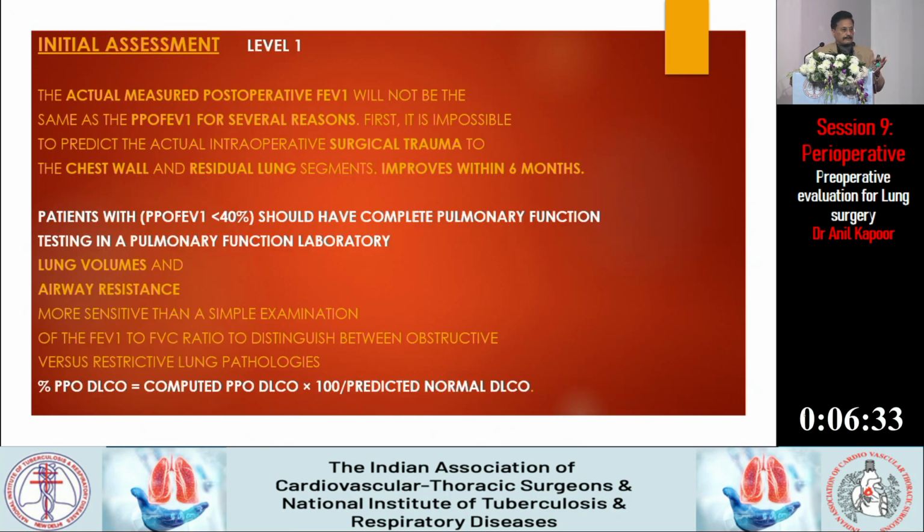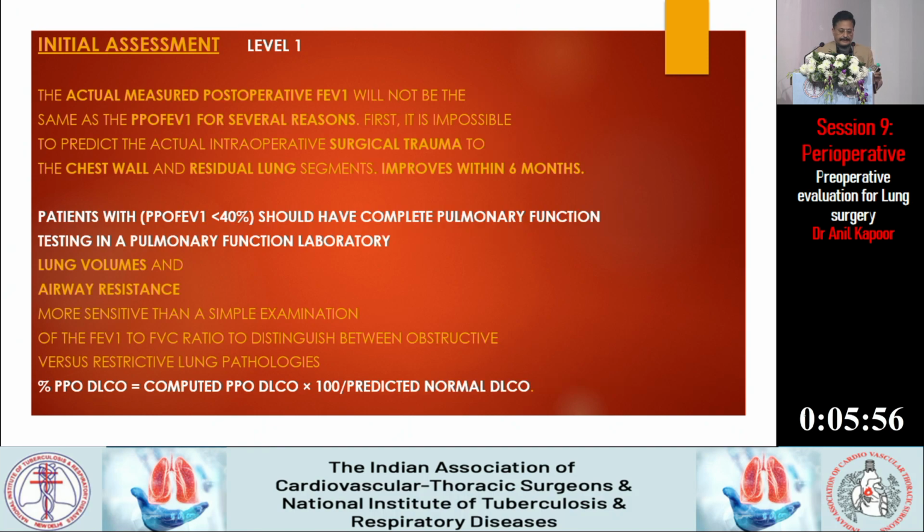But whatever predicted post-operative value you calculate on the basis of investigation, that may not be the actual measured values of FEV1 and DLCO in the post-operative phase, because of the injury which is caused during the surgery to the chest wall and the lung. So the actual measured FEV1 and DLCO is comparatively less as compared to predicted ones. But these things improve within 6 months or so.